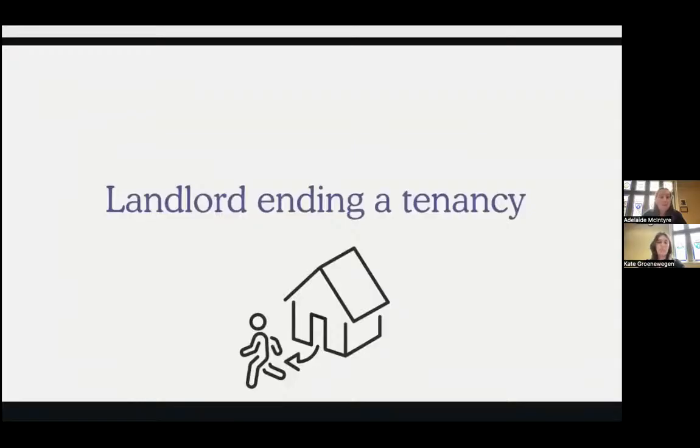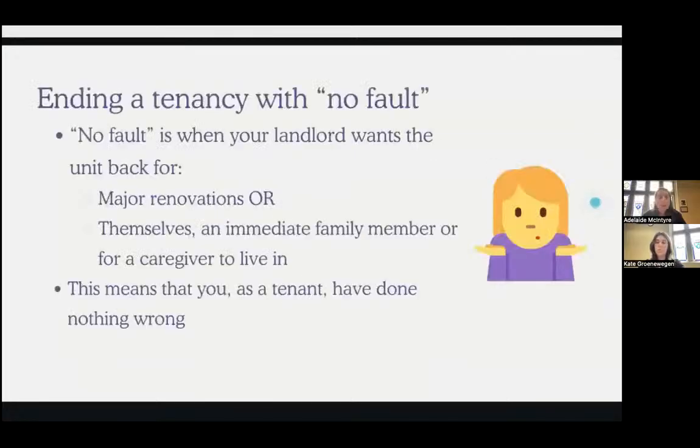Next, here are a few ways that a landlord can end the tenancy on their end. The first way a landlord can choose to end a tenancy is with no fault on the tenant. This happens when a landlord wants to do major renovations on the unit that cannot be done while a tenant is living there. This is usually when a building permit is required. They can also choose to end the tenancy if the landlord themselves, an immediate family member, or a caregiver wants to move into that unit. If a landlord tries to end the tenancy for either of those reasons, it is possible to challenge the eviction, which we will discuss in a few minutes.